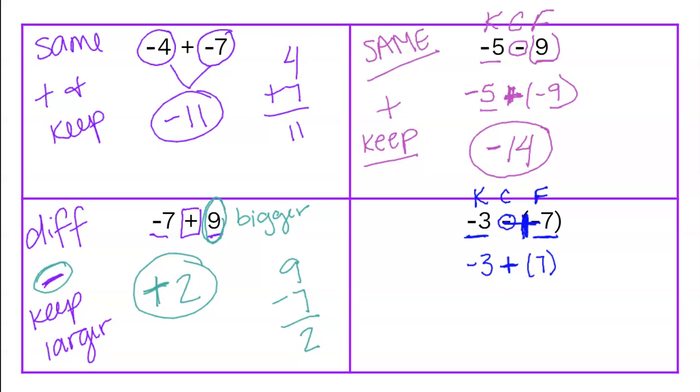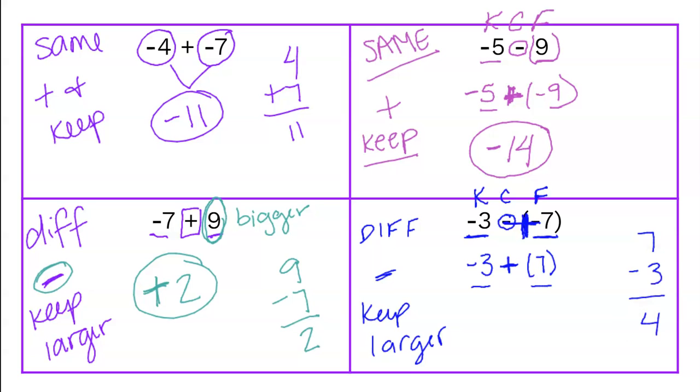Now that we have our new addition problem set up, -3 plus 7, we ask ourselves, are the signs the same or different? So we have -3 and +7, so our signs are different signs. Since they're different, we subtract and keep the larger sign. So subtract the numbers. What's 7 take away 3? That would be 4. So we know our number is 4.